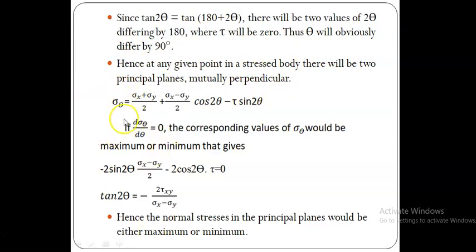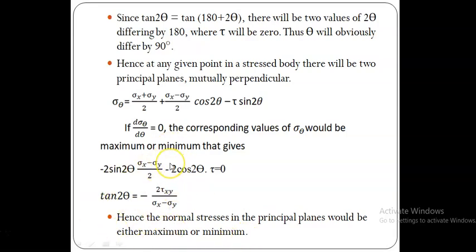Again it can be proved like this. Sigma theta, this is normal stress, is equal to sigma x plus sigma y by 2 plus sigma x minus sigma y by 2 cos 2 theta minus tau sin 2 theta. If d sigma theta by d theta is equal to 0, the corresponding values of theta give sigma theta maximum or minimum. So minus 2 sin 2 theta into sigma x minus sigma y by 2 minus 2 cos 2 theta into tau is equal to 0. Tan 2 theta is equal to minus 2 tau xy divided by sigma x minus sigma y, and hence the normal stresses in the principal plane would be either maximum or minimum.